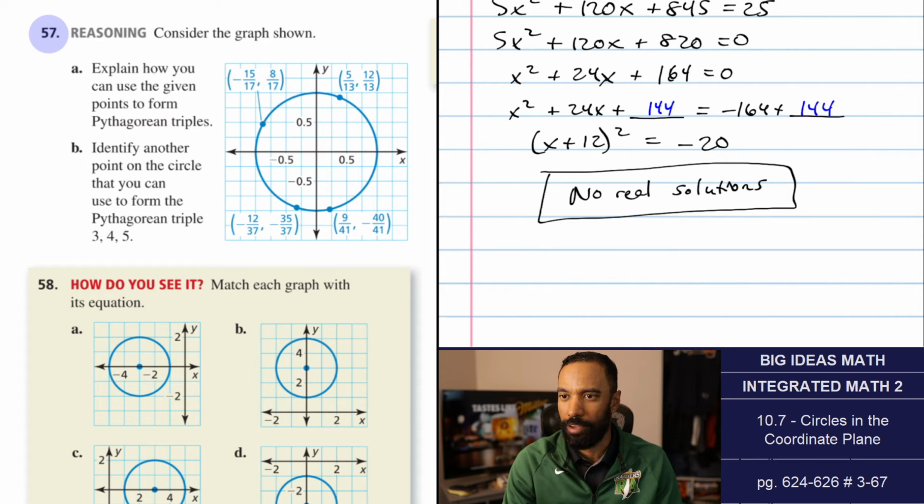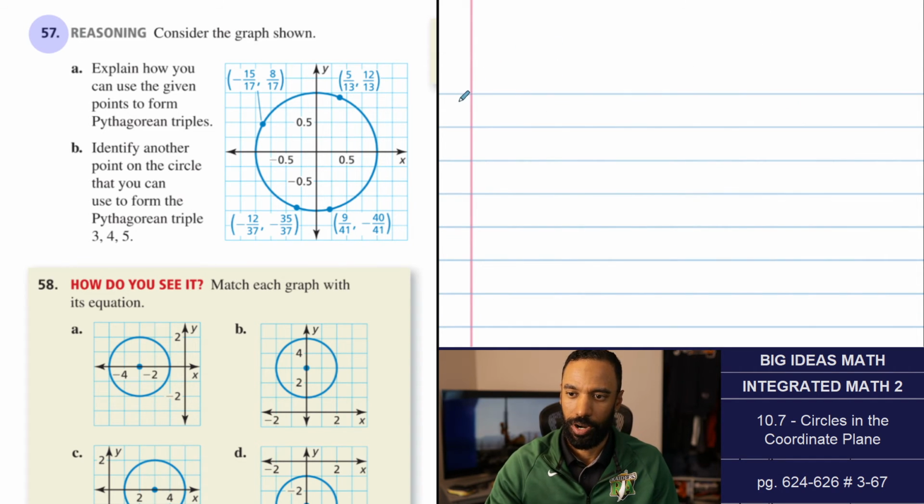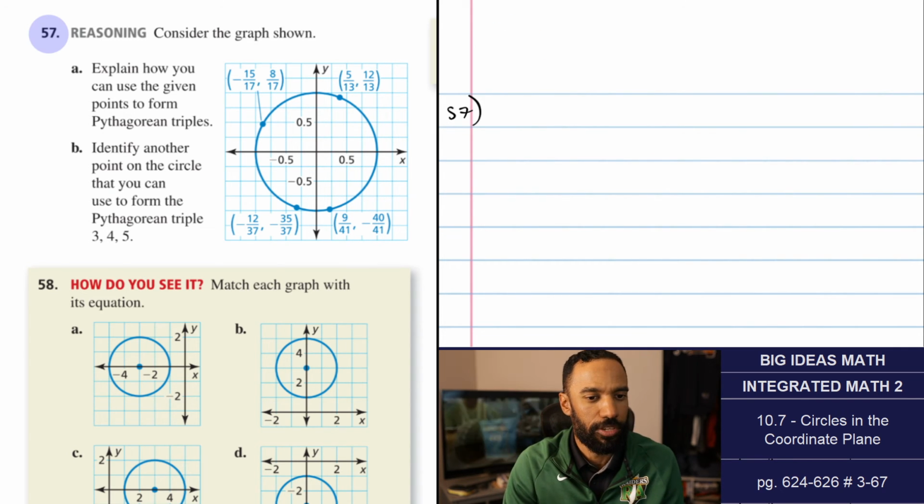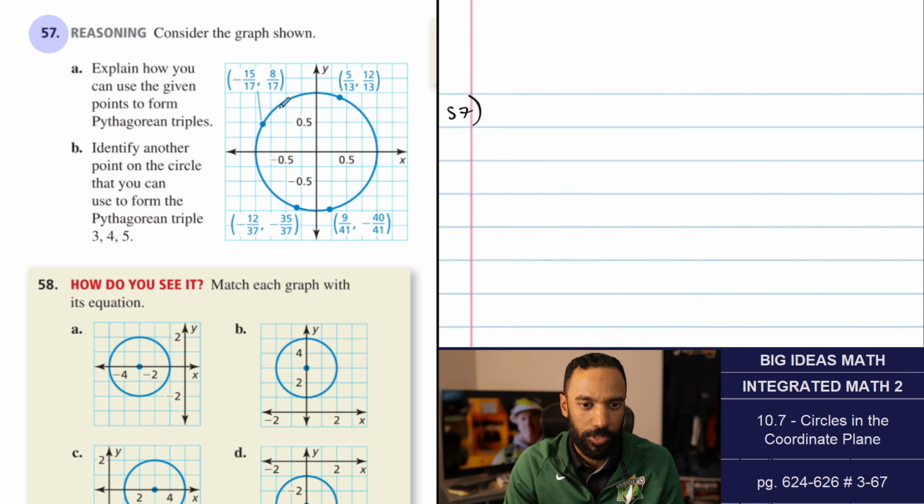Reasoning. Consider the graphs shown. They sure are fractions. Explain how you can use the given points to form Pythagorean triples. Well, the center is at 0, 0. So we're going over and up certain amounts there to get things. I don't know. It says identify another point on the circle you can use to form. Okay.